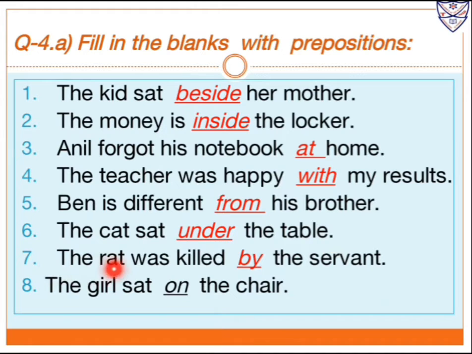Seventh number, the rat was killed by the servant. Over here the word by is used as a preposition as it shows the relation in which the person or a thing denoted by the noun stands to something else.